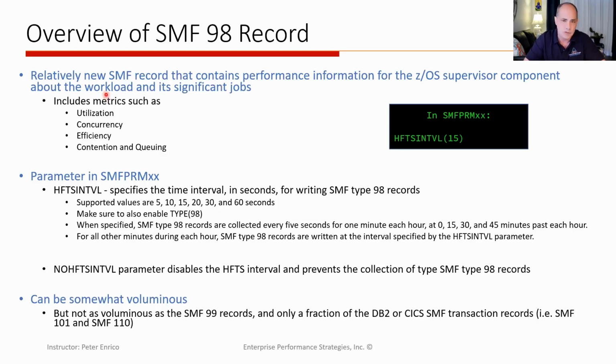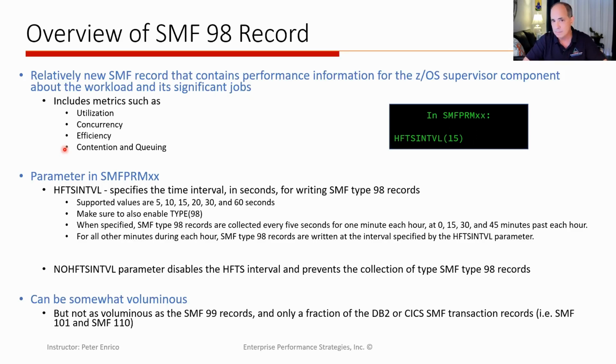So it's a relatively new SMF record, and what we see here is that the metrics include some utilization values, concurrency values, efficiency values, and contention and queuing. So I'll show you what that means. But basically, there are going to be measurements about locking, measurements about the dispatch queue, utilizations, and all sorts of things like that.